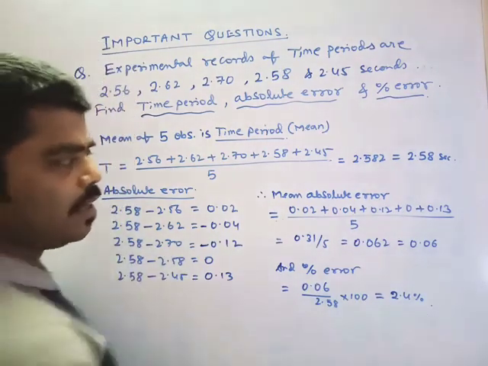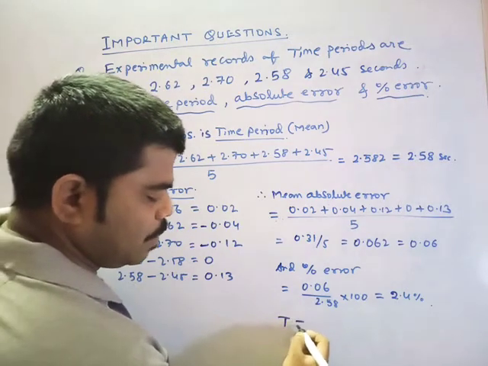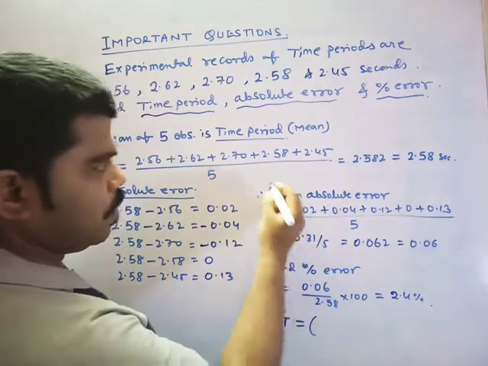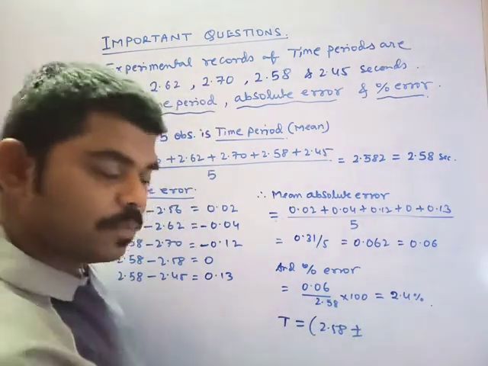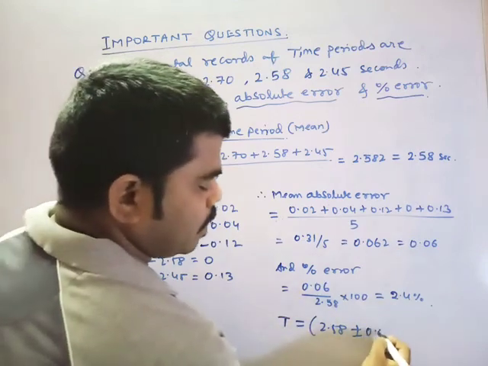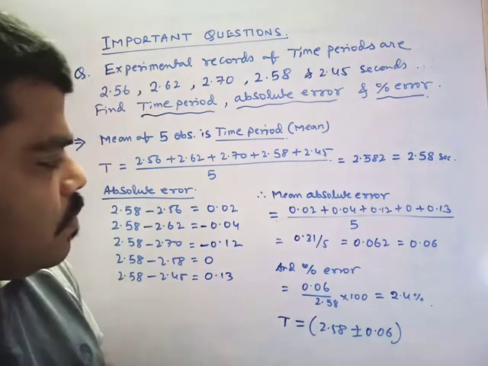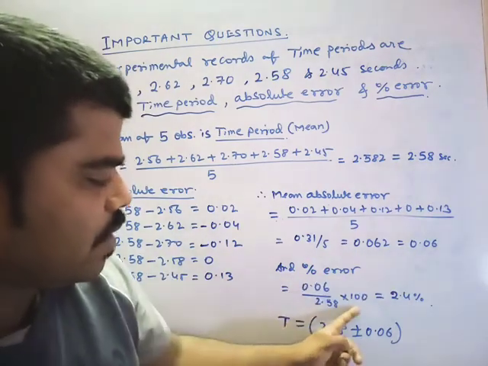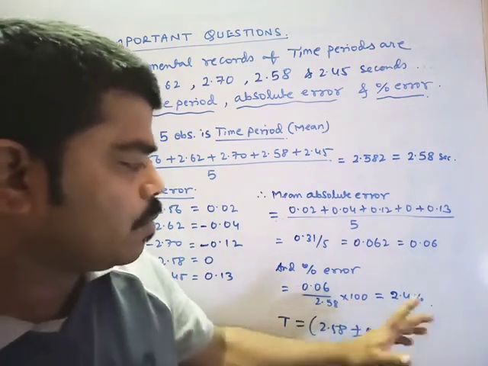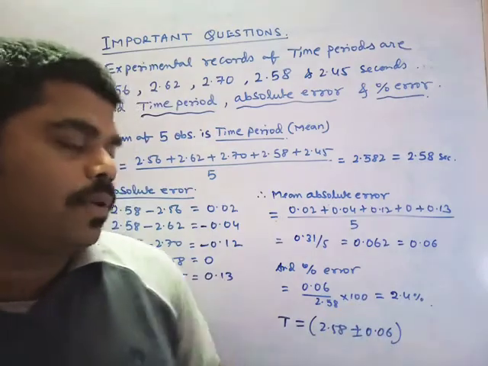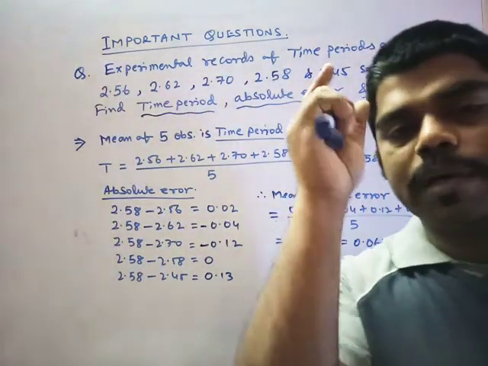So how do we write the time period? Learn this also, you may be asked how the time period is written. The time period is written as true, and who is true? 2.58 plus or minus absolute. Absolute is 0.06. Is it clear? Okay. Now after that definitely you will multiply with 100. Who? The relative. This relative is absolute by true. You will get the percentage error. That means 2.4% is the error. Is it right? Here also we will follow the least significant method.